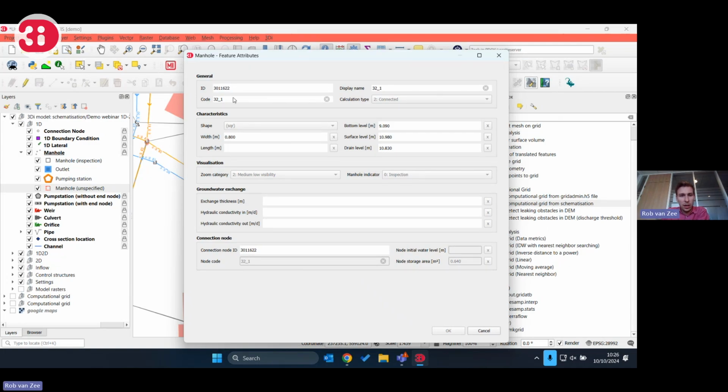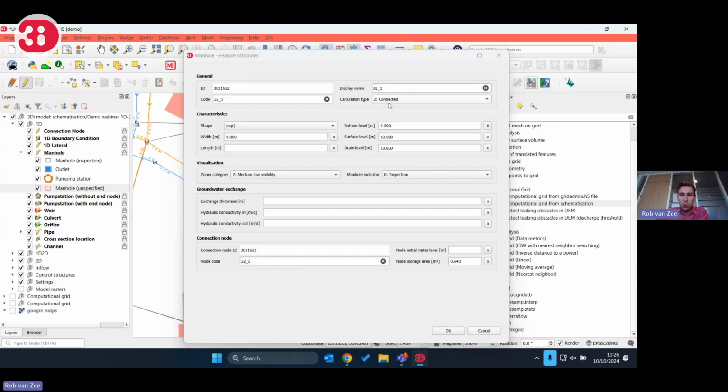So in general, you have an ID of this manhole, some codes and display names, so you can remember what it is. And here we've got the calculation type, which I already showed you. We've got 3 types: embedded, isolated, connected. I just changed this one from isolated to connected, so water can now flow into the combined sewerage. And there are a lot of other characteristics.